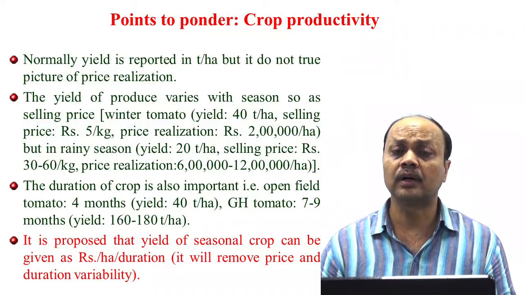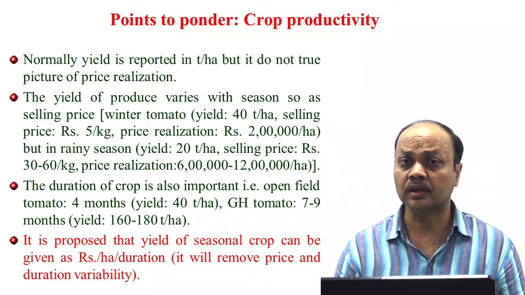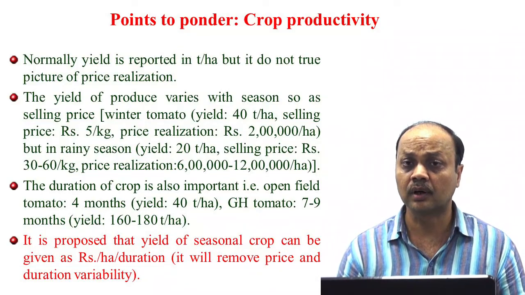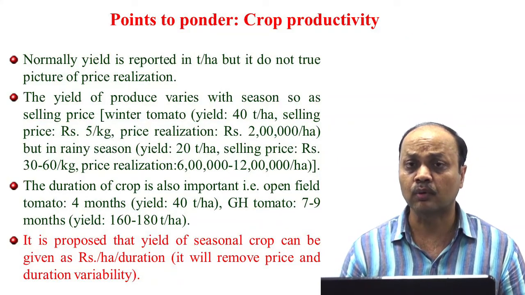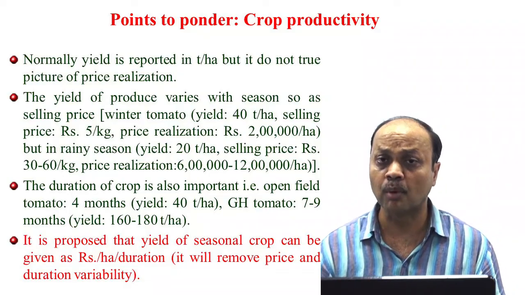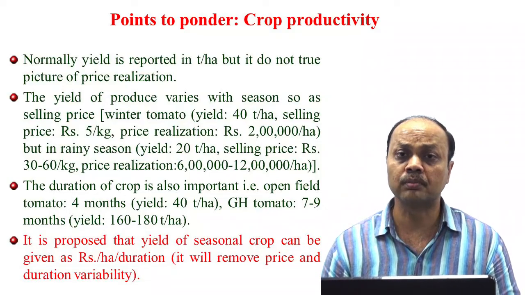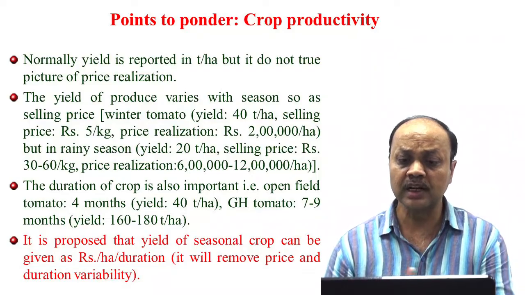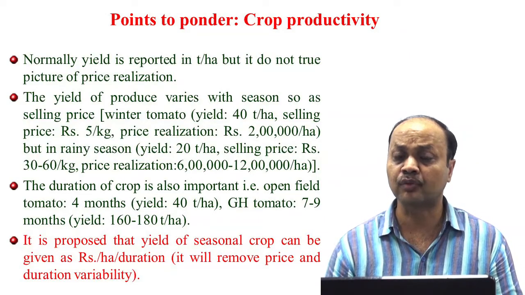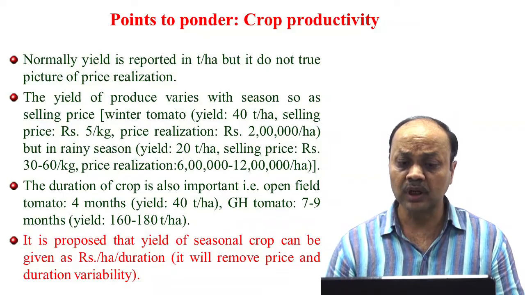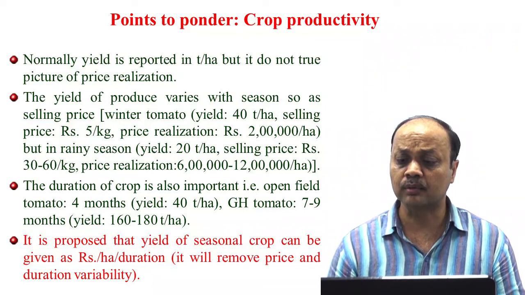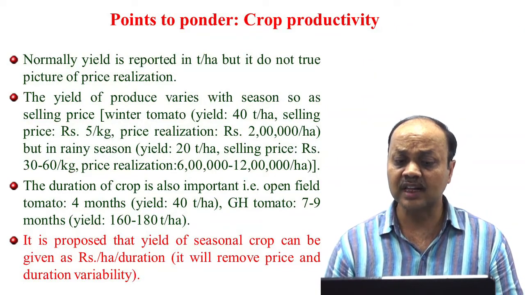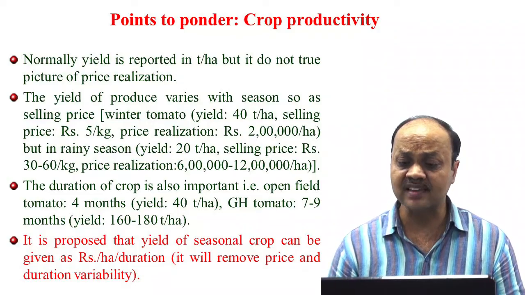Before coming to the different protected structures, as we discussed, classifying the different greenhouses, I would just like to make a point to economists about how you are representing crop productivity. Normally we used to say that in ton per hectare. Normally yield is reported in ton per hectare, but it is not a true picture for price realization. For example, in winter, the yield of tomato is roughly, just for calculation I have taken, 40 ton per hectare, but the selling price, suppose I have taken 5 rupees, so price realization is rupees 2 lakh per hectare.